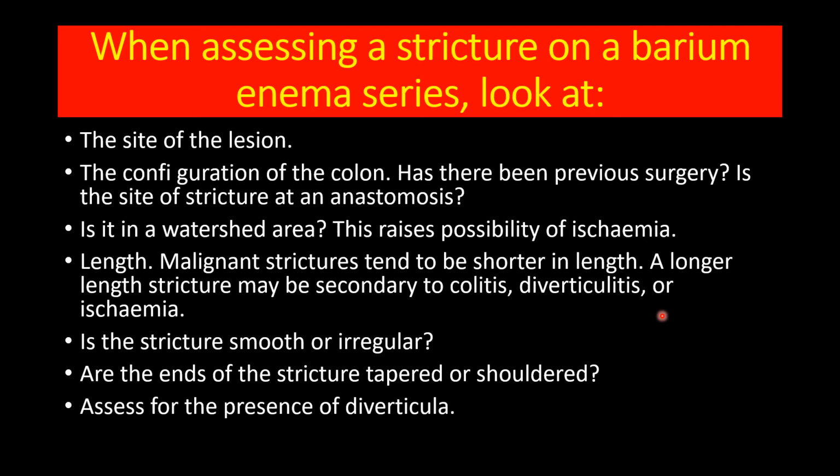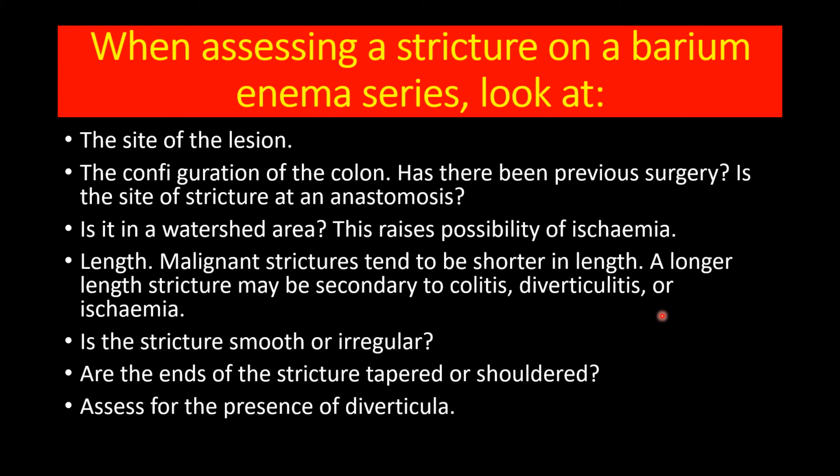Also, we have to see the length of the stricture. If it is a long stricture, then it usually favors diverticulitis, ischemic stricture, or colitis as responsible for the stricture. But if it is a malignant stricture, then it will usually cause a short segment stricture. One more thing that tells us it is a malignant stricture is an irregular, very rough surface. If it is smooth, it favors a benign stricture.